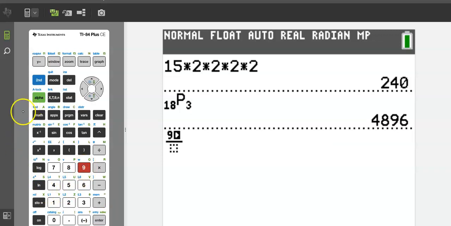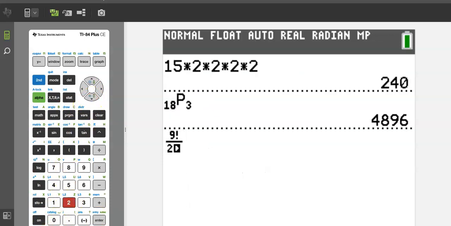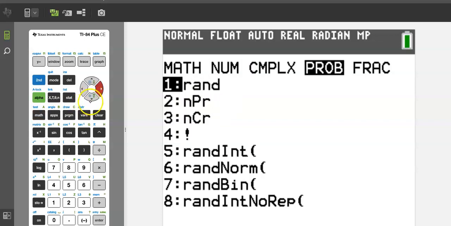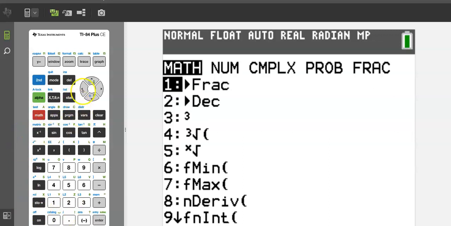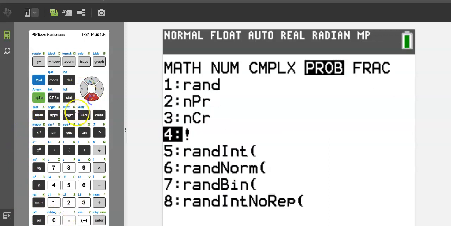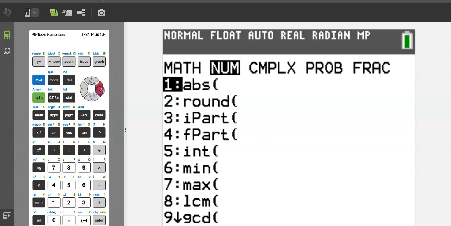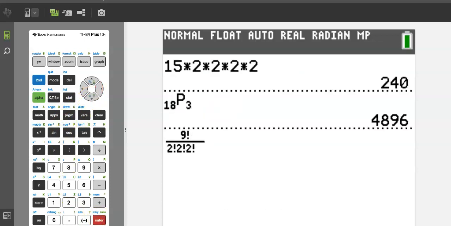So we got 9. Go to math. Number 4 factorial. So there's our top. And then down below we just got a bunch of 2 factorials. Oops, I accidentally hit alpha. My bad. Math. There we go. There's our first 2 factorial. We'll do it again. Math. Second factorial. One more. And there it is. And then all we got to do is just hit enter.